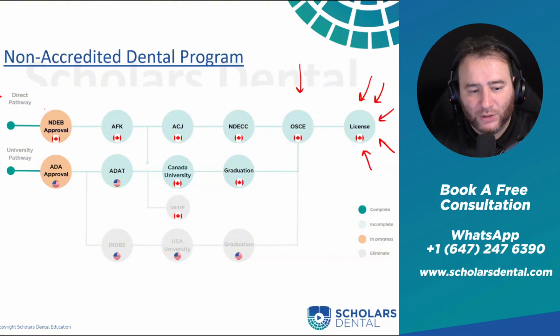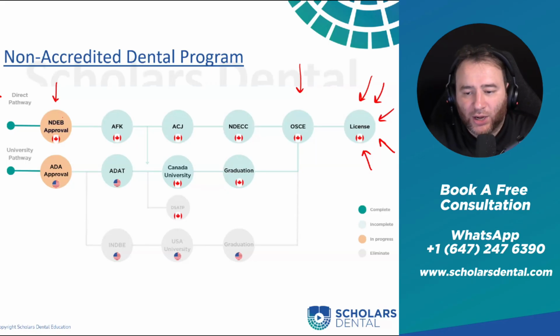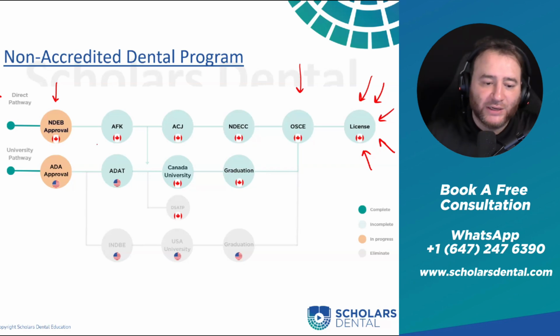Now, here are the steps. First, you have to get your NDEB approval. That means you have to open an account with the NDEB and send documents to them so that they could verify it and make sure this person is an actual internationally trained dentist that graduated from a dental program from somewhere in the world. So they want to make sure that that's accurate, right? That you're an actual dentist. So that's called the NDEB approval.